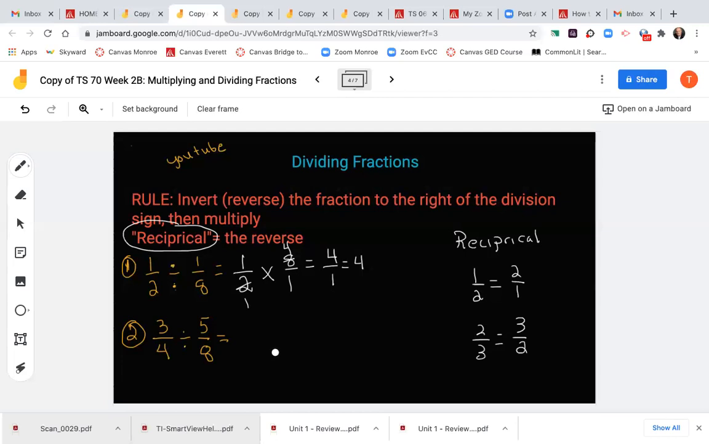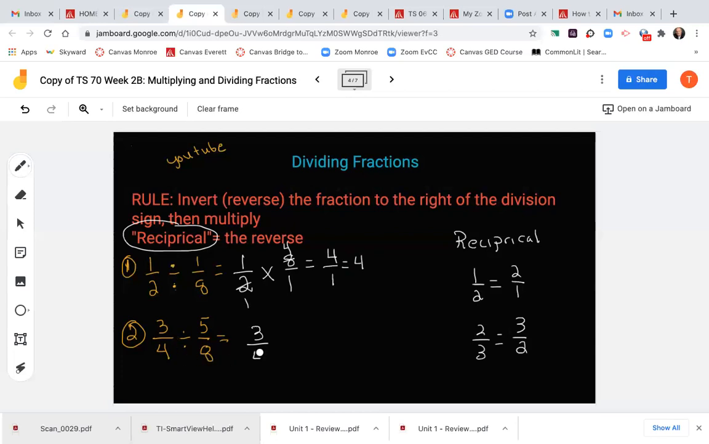Let's do number 2. 3/4 divided by 5/8. Keep the first number the same. This is called a dividend. It's what's being divided into, dividend, and this one on the right is the divisor. We're dividing it into, so it's the divisor that we have to flip upside down. The number we're dividing into something else is always the number that gets flipped upside down.